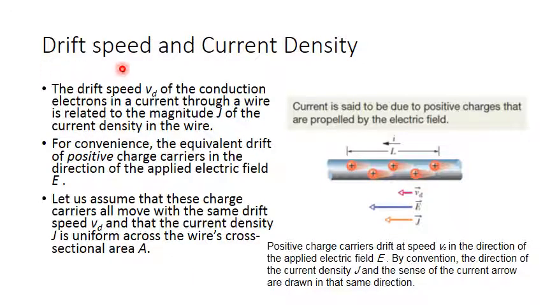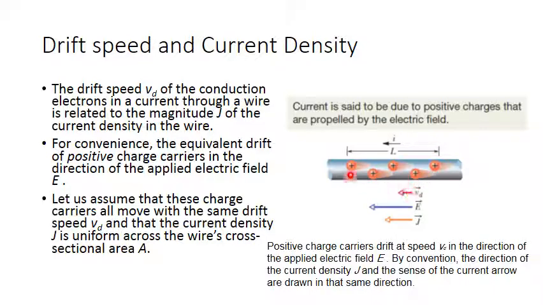What about the drift speed and current density? Here we have a cylindrical conductor representing a wire, for example, and we'll assume that we have moving positive charges and we apply an electric field on this conductor. So these positive electric charges will move with drift velocity in the same direction as the electric field. If you are talking about negative charges, they will be moving in the direction opposite to the electric field.